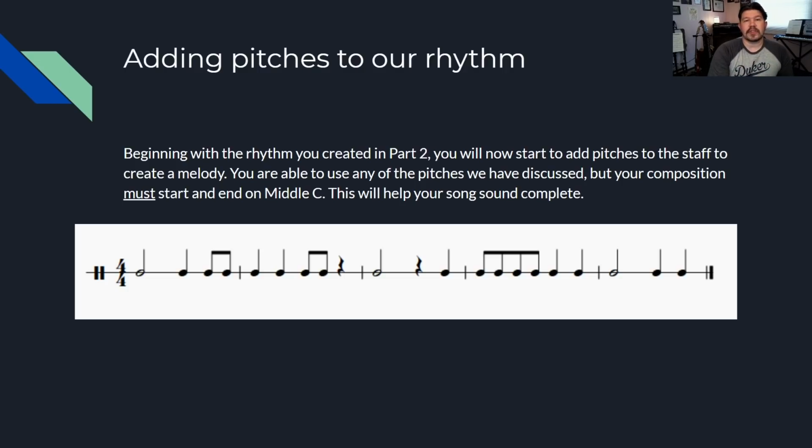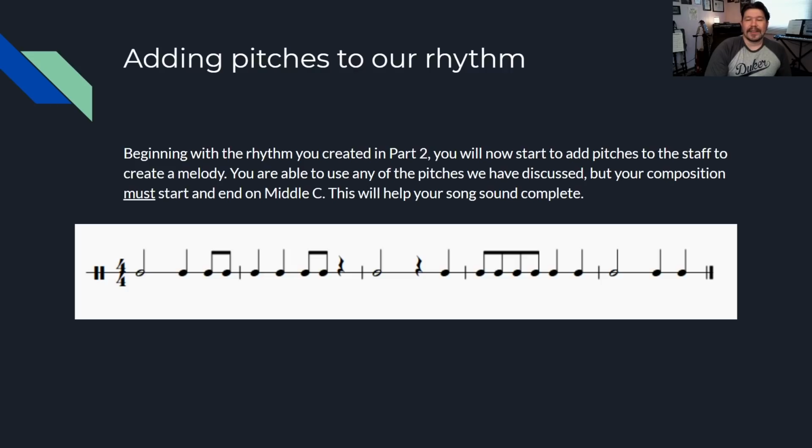What this is going to do is help us have a song that sounds complete, something that sounds like it is going to work together. So as we see, I have the rhythm that I composed for part number 2. And now my rhythm is only 4 beats, or 4 measures long. 5 measures, I guess. So my rhythm is 5 measures long. Yours is going to be 8. I'm doing it a little bit shorter to make sure that this video doesn't go forever.